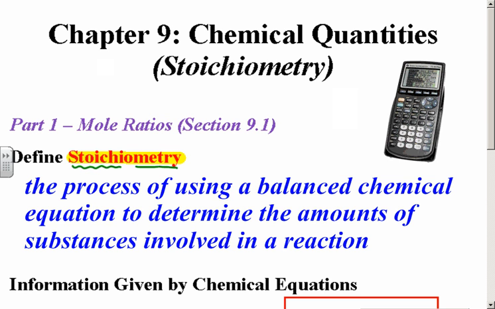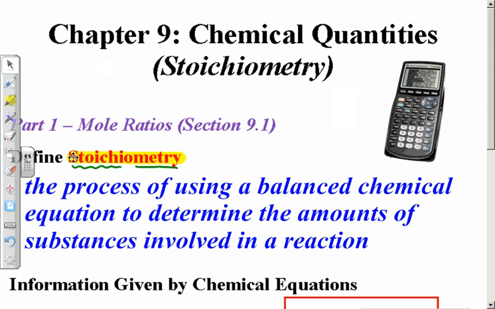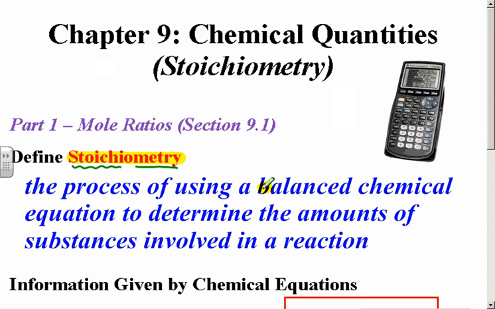So, stoichiometry is defined as the process of using a balanced chemical equation. This is why we had to do the last chapter first about writing chemical equations and balancing them, in order to determine the amounts of the substances involved in a reaction. These amounts could be grams or particles or moles or volume of gases, as we will see later.